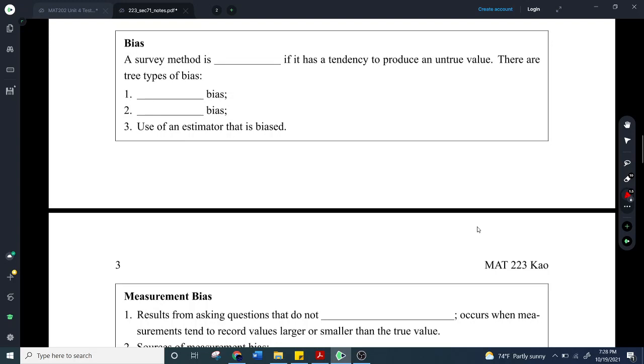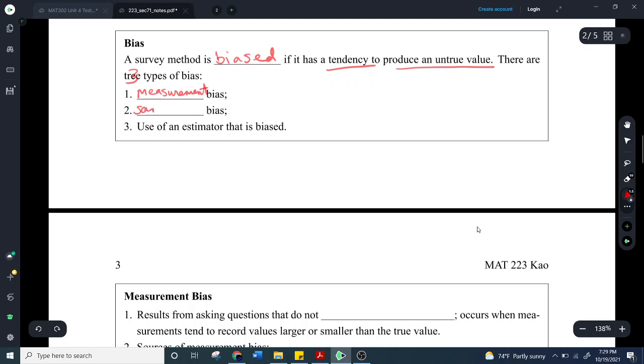So a survey method is biased, we would say. What does it mean by bias? If it has a tendency to produce untrue values or untrue results, if it has a tendency to over-represent one thing versus another, then we say the survey is biased. There are three types of biases, like I said, that we're going to look at. The first one we're going to look at is called a measurement bias, and I'll explain what that is in a minute. The next one is called a sampling bias. The third one is using an estimator that is biased.